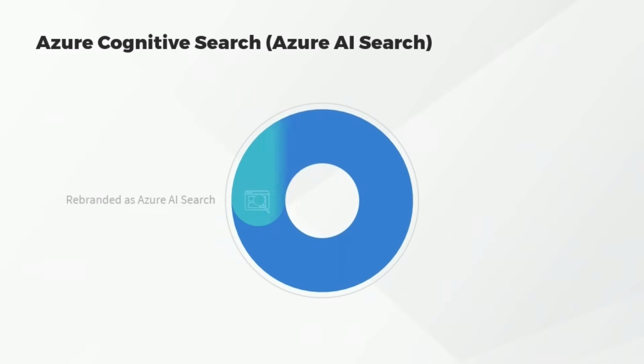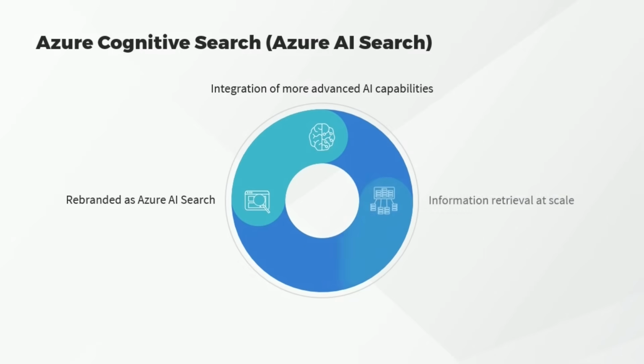Azure Cognitive Search has been rebranded as Azure AI Search. This change reflects the integration of more advanced AI capabilities into the search service, enhancing its ability to provide secure information retrieval at scale over user-owned content in traditional and conversational search applications.